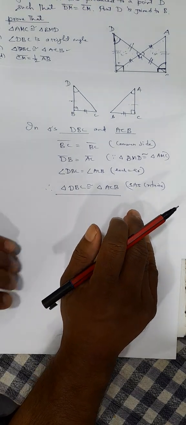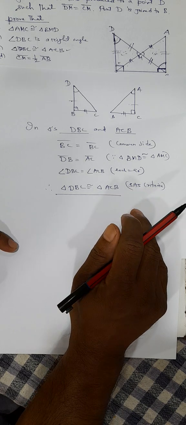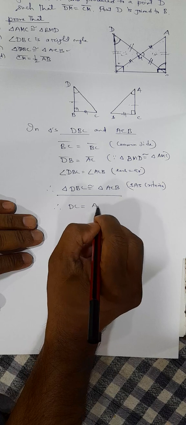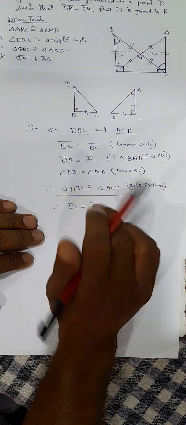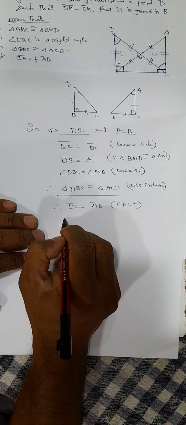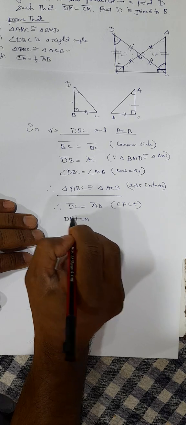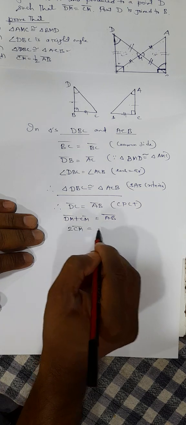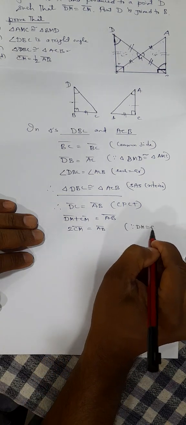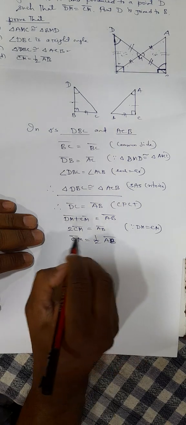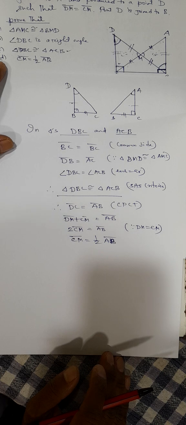Right? Now in congruent triangles, corresponding parts of congruent triangles are equal. We find that therefore DC equal to AB. Why? Since corresponding parts of congruent triangles are equal, CPCT. Now what is DC? We can write DC equal to DM plus CM equal to AB. Now DM and CM are equal. This is already given. So DM plus CM means we can write it as twice CM equal to AB. Since DM equal to CM. So CM equal to half of AB. So we proved the fourth part, question D also, right? CM is half of AB.